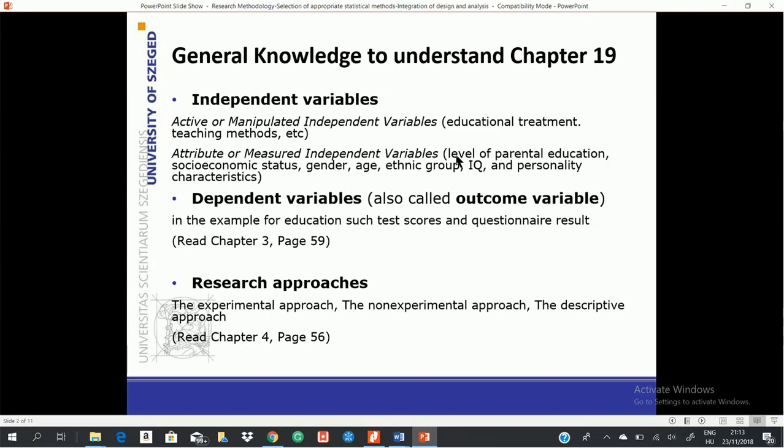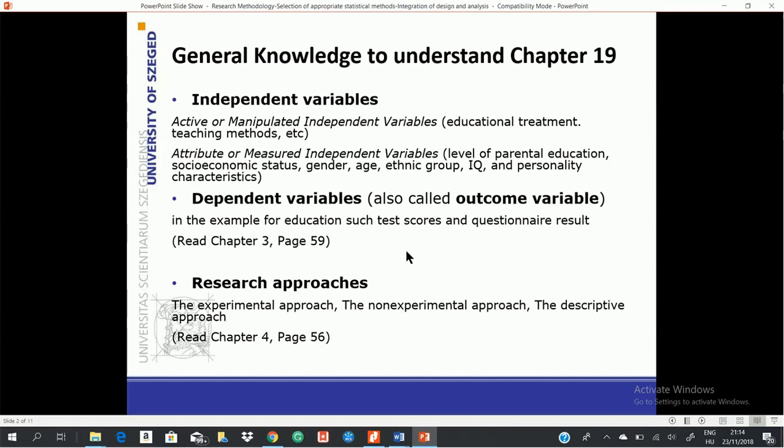It's an attribute of the participant. And the next is dependent variable. It's also called outcome variable. For example, in education it is test score or questionnaire results. The research approach consists of three: the experimental approach, the non-experimental approach, and the descriptive approach. You can read in chapter 4, page 56.